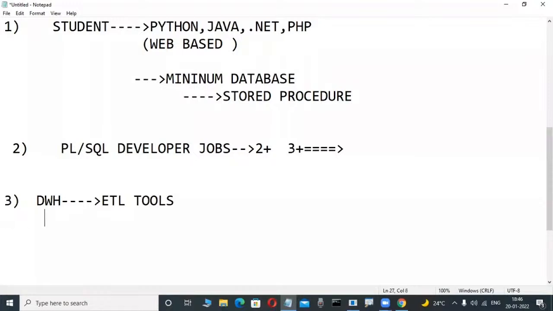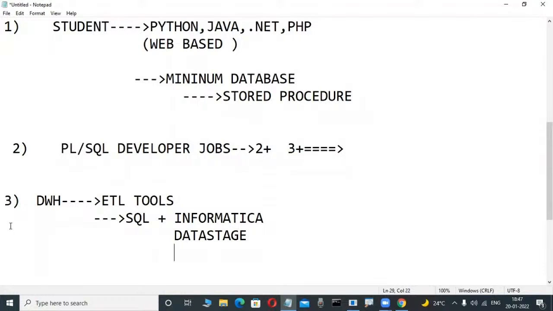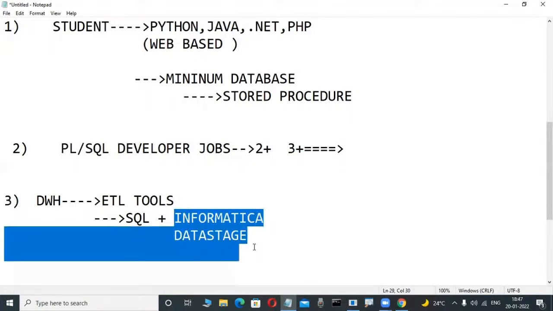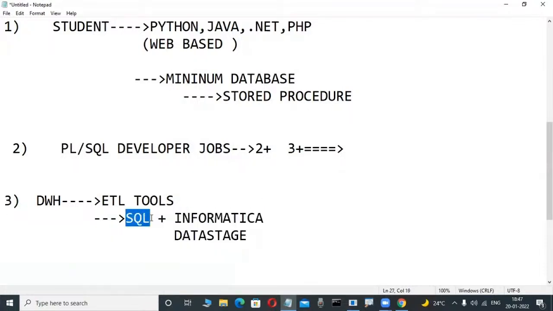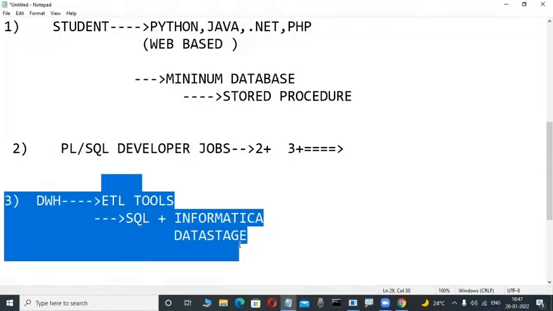These persons need a little SQL knowledge. PLSQL is not required, only SQL knowledge. Having an idea of that, they learn the tools in institutes also. Informatica is a very popular tool. Then there is DataStage, a popular ETL tool, and Talend is another tool. These ETL tools have a graphical user interface. They learn them, and minimum SQL knowledge is required, so they learn these courses for these jobs also.